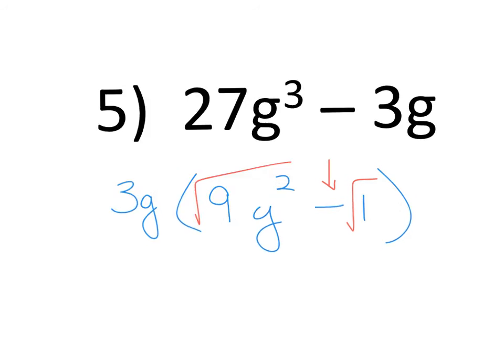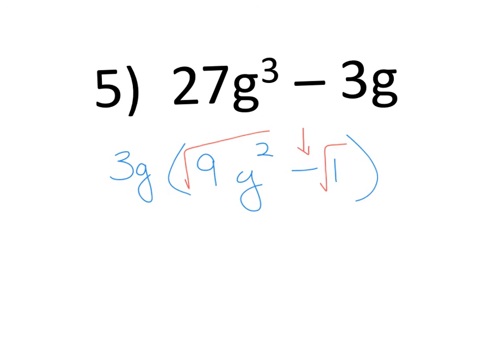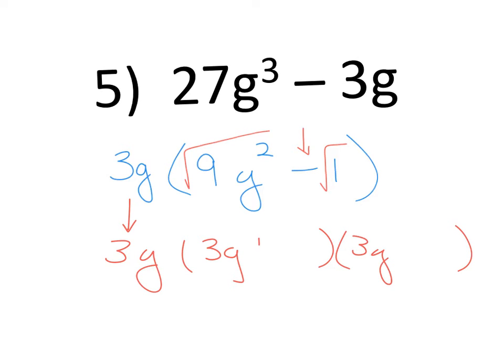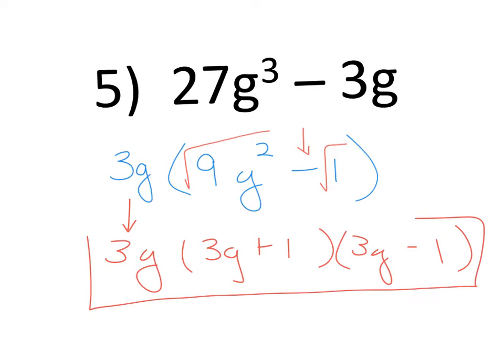Okay, so I've got 3g, and then I've got, by the way, the 3g is just right from right there. Okay, then the square root of 9 is 3g, and 3g plus minus. Again, it doesn't matter if you put the plus minus front and back, as long as you got one of each. And the square root is 1. And this right here is going to be my answer.